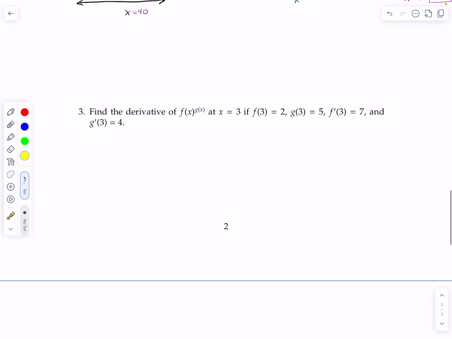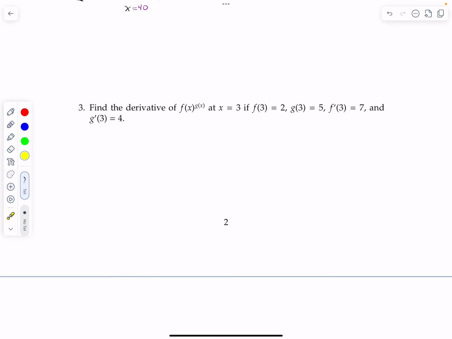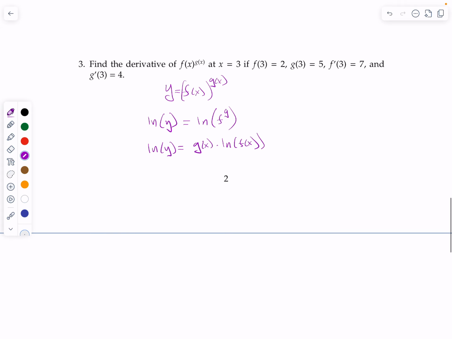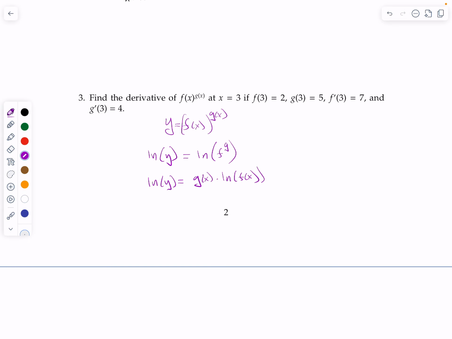Okay, one more. We're going to be using logarithmic differentiation for this. So we're going to call this y equals f of x to the g of x. And so the natural log of y is equal to the natural log of f to the g, if you'll forgive me for leaving off the x. That means the natural log of y is equal to g of x times the natural log of f of x. Now let's go ahead and do our derivatives using implicit differentiation.